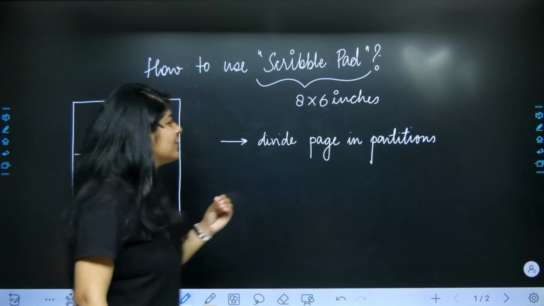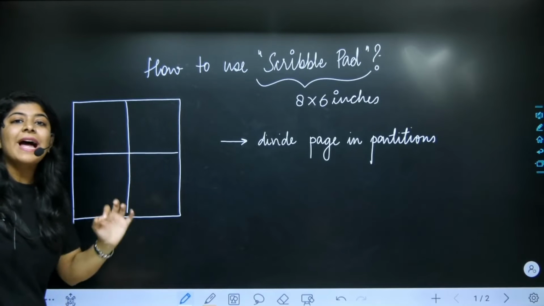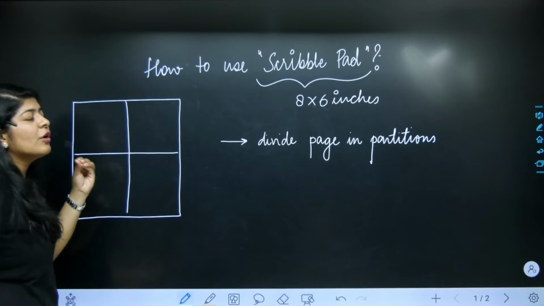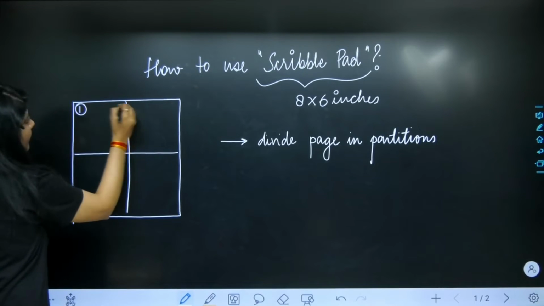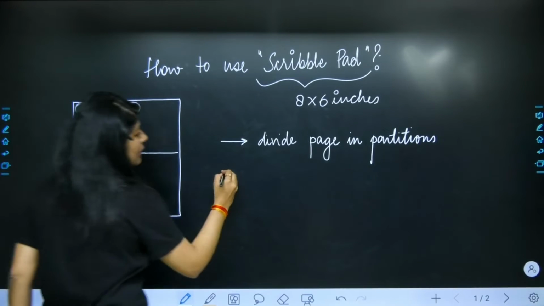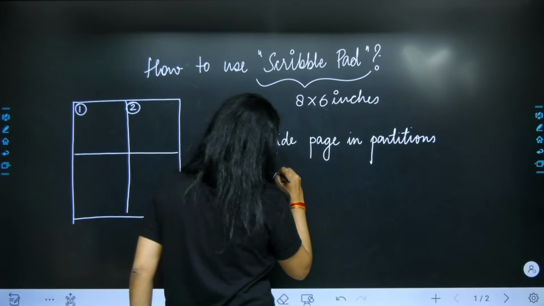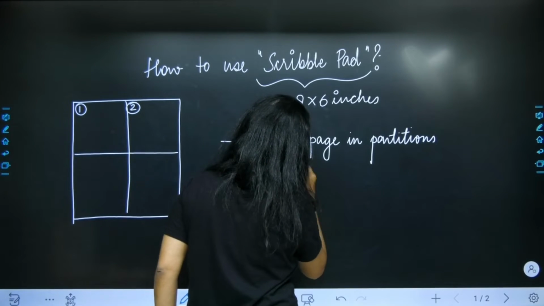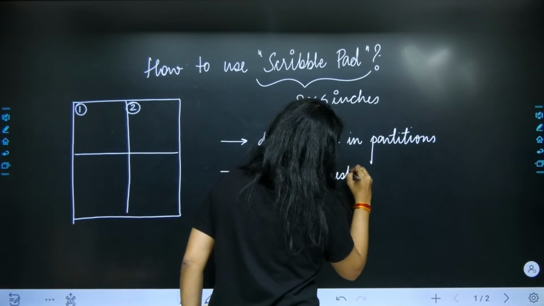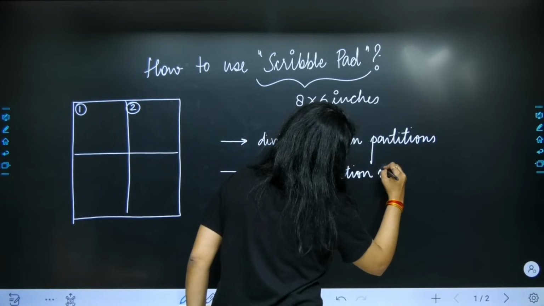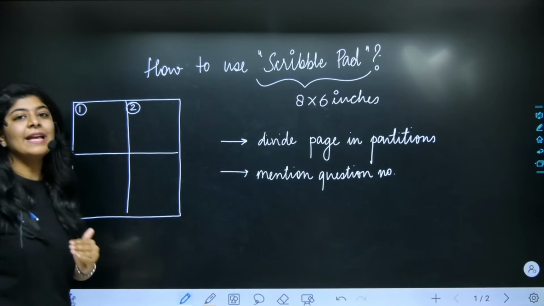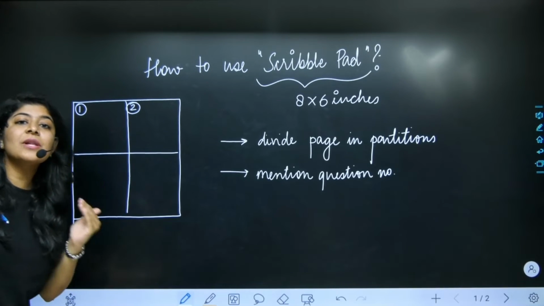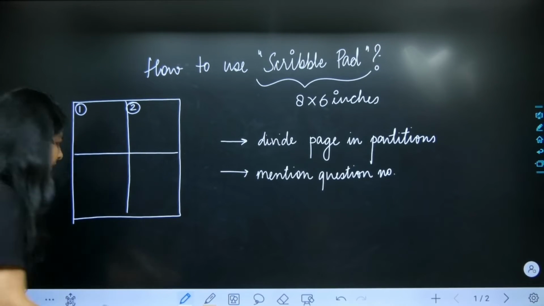Now, while using the scribble pad, you should mention the question number. Mention the question number. This is very important. And try to solve the GATE examination in a sequential, systematic manner.